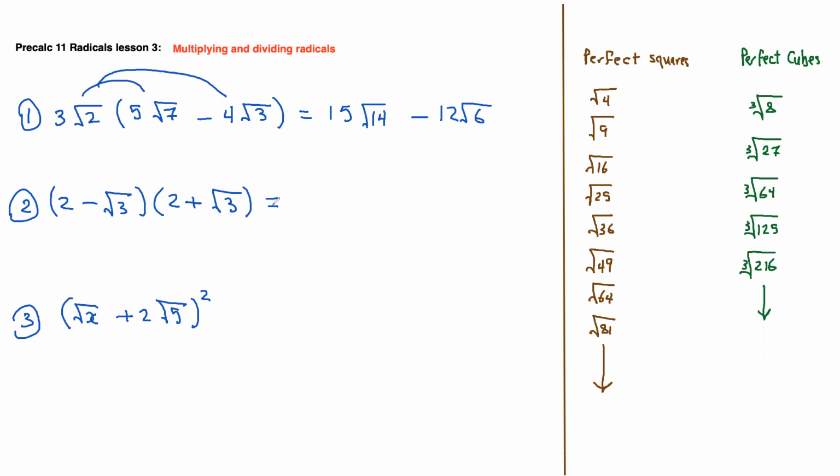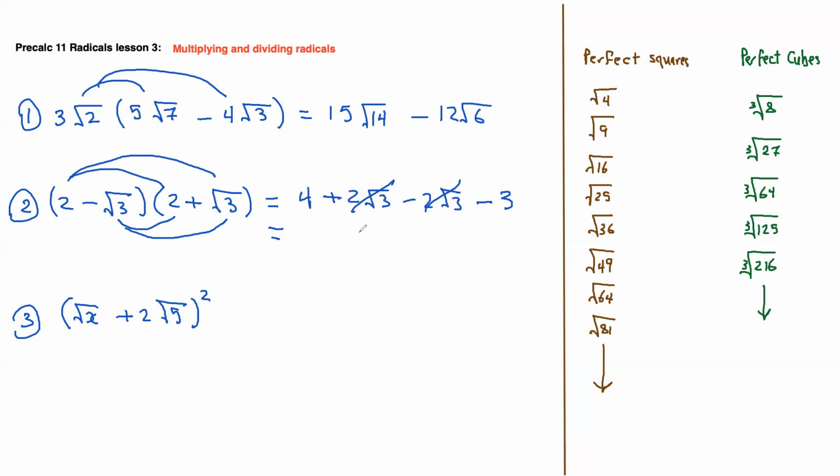Then we'll go to this, and this is foiling. So you go first times first, first times second, and then second times first and second times second. So 2 times 2 is 4. 2 times positive root 3 is plus 2 root 3. Negative root 3 times 2 is minus 2 root 3. And negative root 3 times positive root 3 is negative root 9. And root 9 is basically 3, so I'm just going to take that shortcut. This will cancel. And then you just have 4 minus 3, which gives you 1.